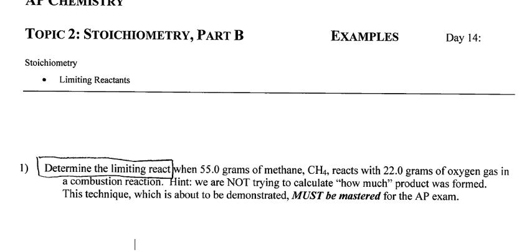Now I know that some of you have been taught how to do limiting reactants by taking each of the reactants, finding out how much product was formed, and then comparing the two answers. It's not a bad technique in general chemistry, but in AP chemistry there are specific questions asking just about the limiting reactant. And it's not good practice to calculate a product when you're answering a question that's not being asked. In this first question, it's asking, determine the limiting reactant.